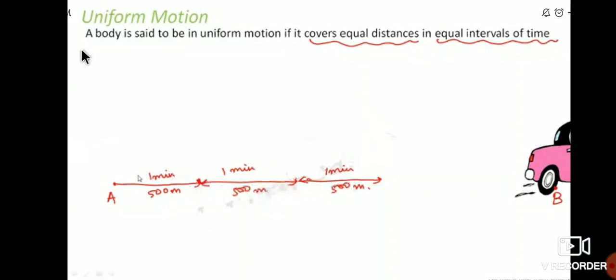Here they have given one example. Uniform motion means covering equal distance in what? In equal intervals of time. See here, this is a car. The car moves from point A to point B. In the first minute, the car covered 500 meters. In the second minute also the car covered the same distance, 500 meters, and in the third minute also the car covers 500 meters.